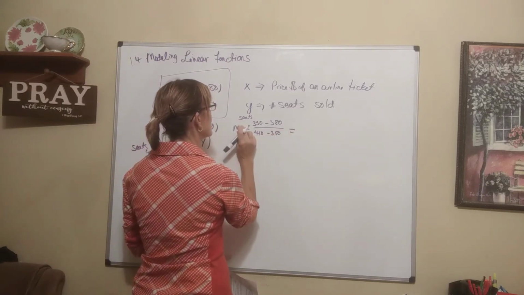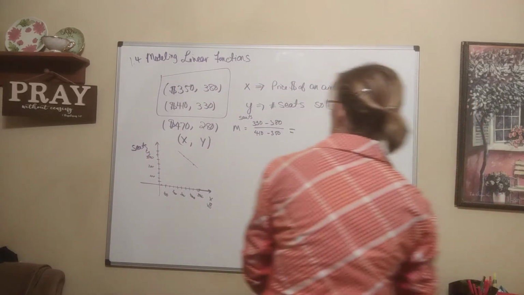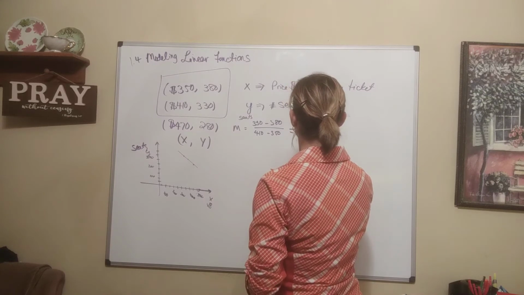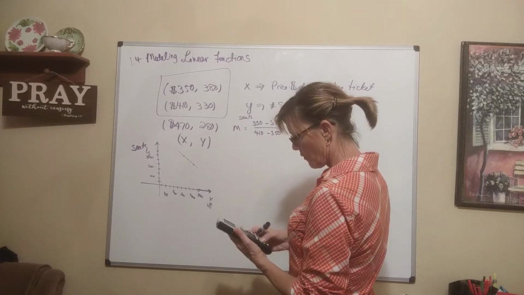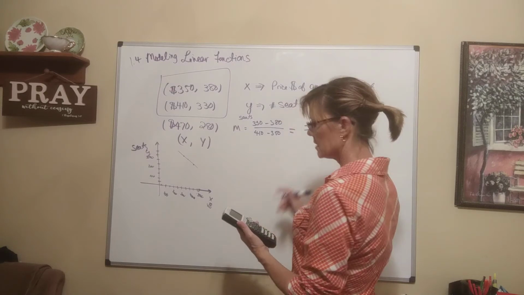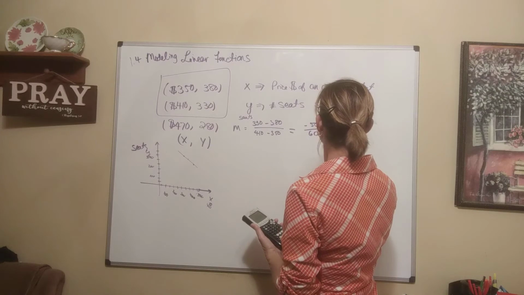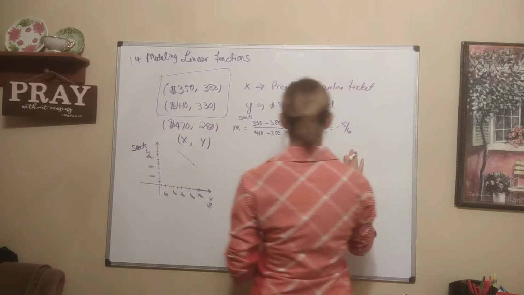And that gives us, what does that give us? 330 minus 380 is a negative 50. And then 410 minus 350 gives us 60. So this is negative 5 over 6, our slope.